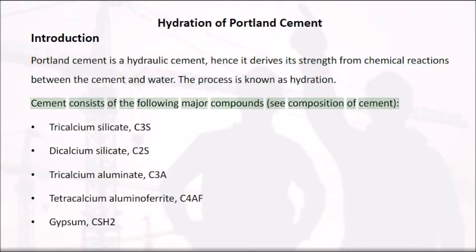Cement consists of the following major compounds. See composition of cement. Tricalcium silicate, C3S. Dicalcium silicate, C2S. Tricalcium aluminate, C3A. Tetracalcium aluminoferrate, C4AF. Gypsum, CSH2.